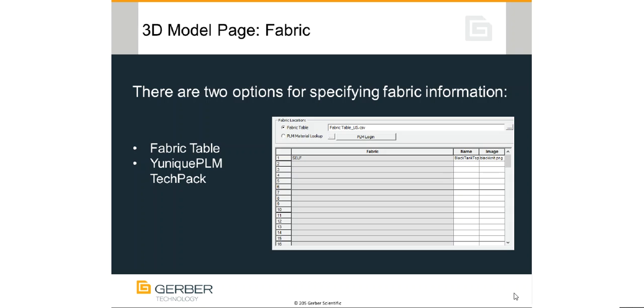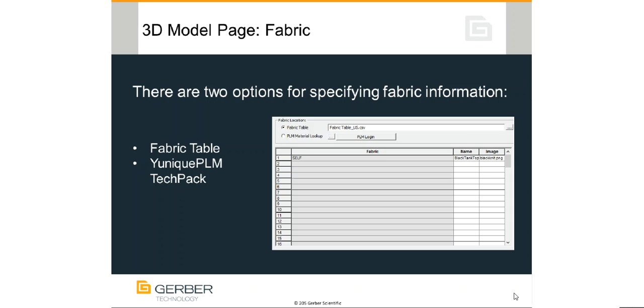If fabric table is selected, all of the fabrics along with their properties are specified in a CSV file. If PLM tech pack is selected, the fabric information is retrieved from the unique PLM database. In this course, we will focus on using a fabric table for populating this information.